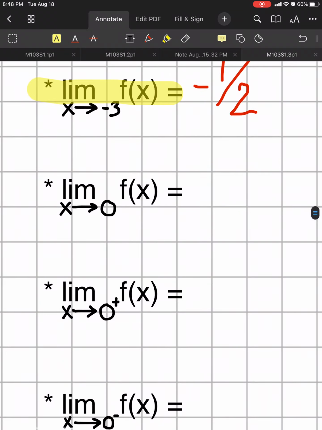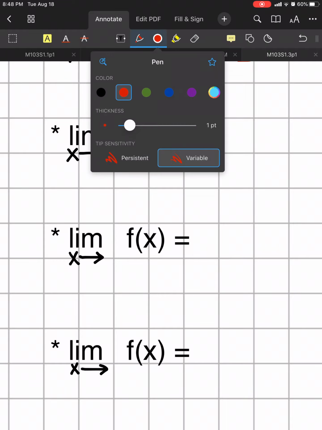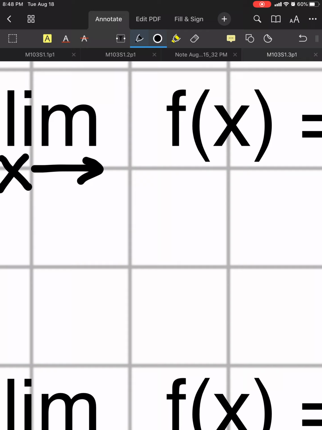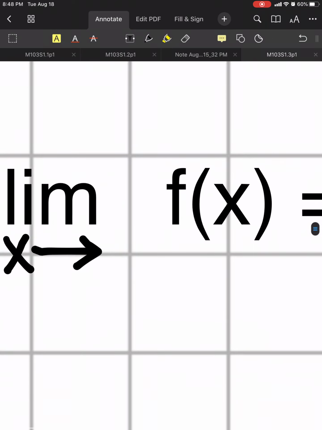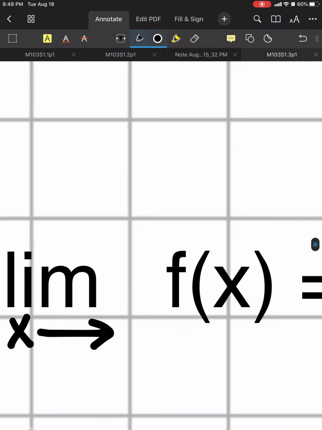I have to edit these ones now, don't I? Because I changed that function before I started. Okay, so let's edit those out. The point that was the issue here is that I changed the function because I wanted to make it a different one than you had in the book. So here we want to look at x going to -1, x going to -1 from the right, and x going to -1 from the left.